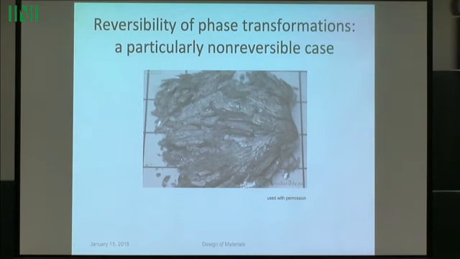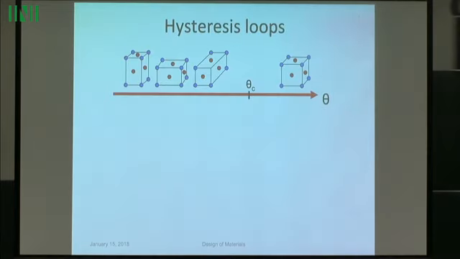You can read a textbook reason why tin is not reversible. The textbook reason is it has a big volume change, and therefore, due to this volume change, it's not reversible. We'll come back to that point.